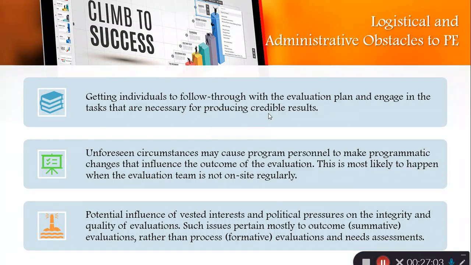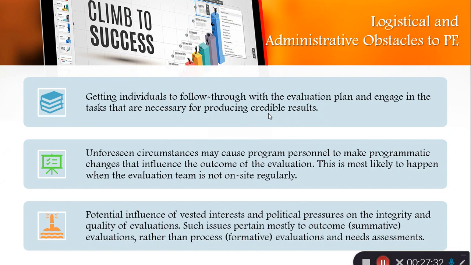And then finally, the potential influence of vested interest and political pressures on the integrity and quality of evaluations. Such issues pertain mostly to outcome evaluations rather than process evaluations and needs assessments. I just alluded to this in that among all the various types of evaluations that we've discussed, the most controversial ones are those that are more summative in nature, or the more outcome-based evaluations, simply because they do convey a sense of finality and they do speak to the ultimate success of a program.